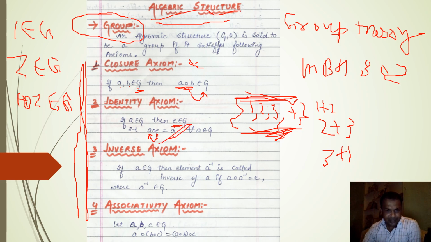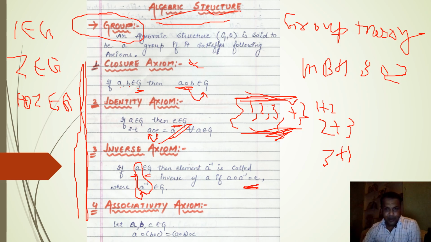Similarly, there is an inverse axiom. Inverse axiom says that for every element a of a group G, there must be another element, say a inverse, such that if we operate a on a inverse, then we must get the identity element. This is known as inverse axiom.